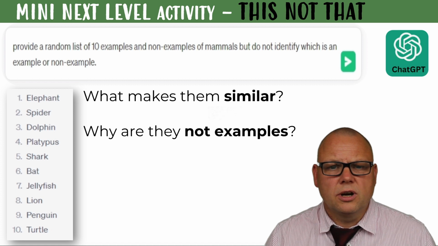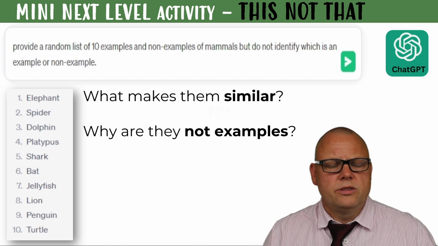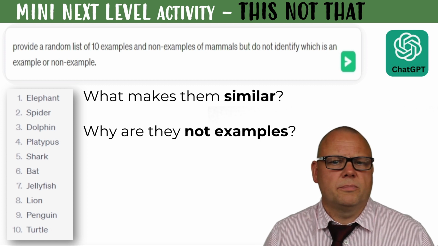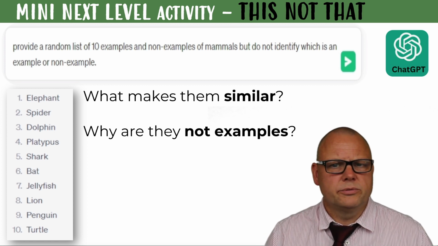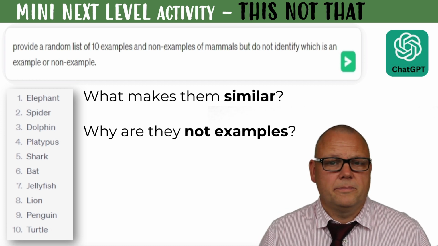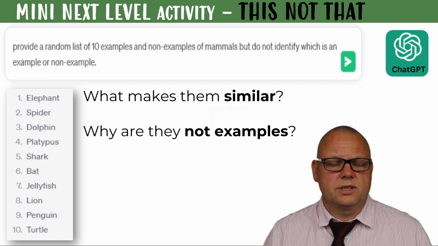Once you've got your non-examples, how do I know they're not mammals? Okay, what are they missing? Those sort of questions I'll be asking myself. Are they good examples, these things, or were they too easy? Were some of them tricky? Were some of them easy? Those are the sort of questions that you want to be asking.